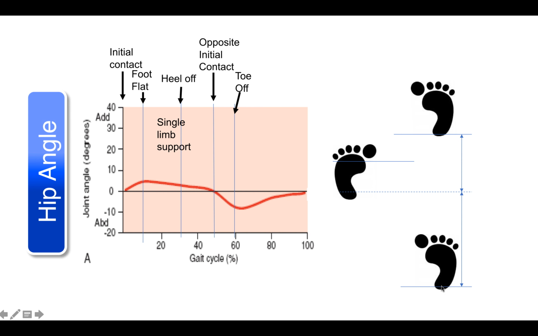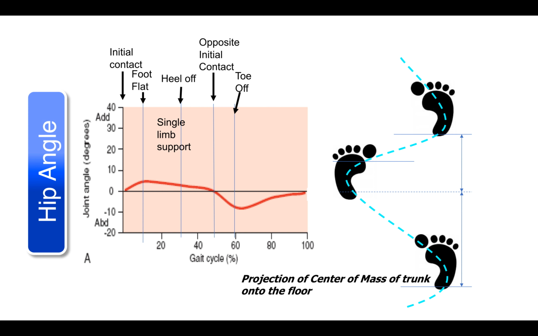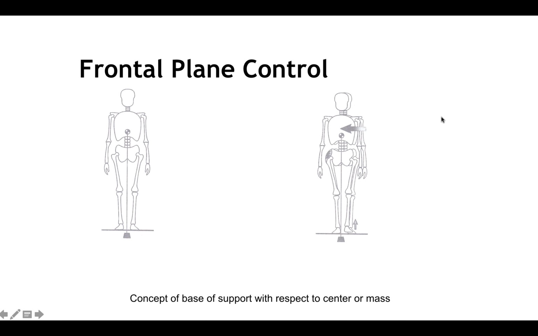Here we see three footprints. We have initial contact on the right limb represented here, to a subsequent initial contact, and that's one gait cycle. And if we project the center of mass of the trunk onto the floor, it would look like this. And so this would be the path of the center of mass, going from one foot contact to another and then back to another. So just to reiterate, what we're trying to look at now is how the hip motion really helps us understand how the center of mass is passing from double limb support to single limb support.